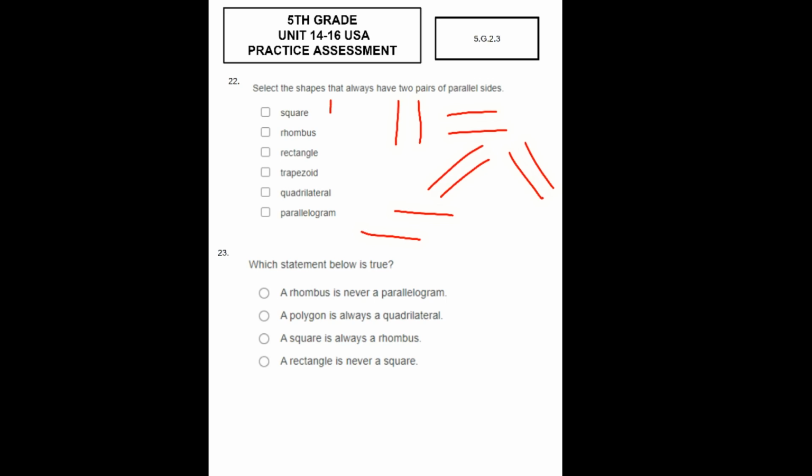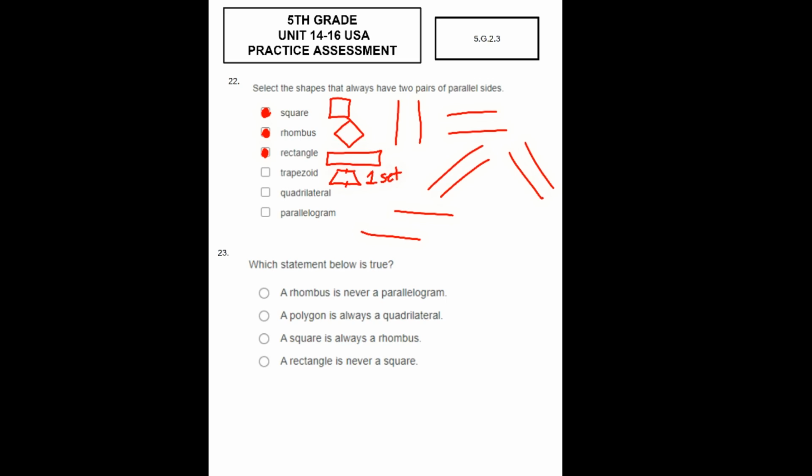I know square has 2 pairs of parallel sides. Correct. A rhombus, remember rhombus is like a sideways square. Those also have 2 sets of parallel lines. Rectangles, we know that rectangles have 2 pairs of parallel lines. Trapezoid, in the notes for trapezoid, it says it's only 1 set, not 2. So trapezoid is no, because it only has 1 set of parallel lines.